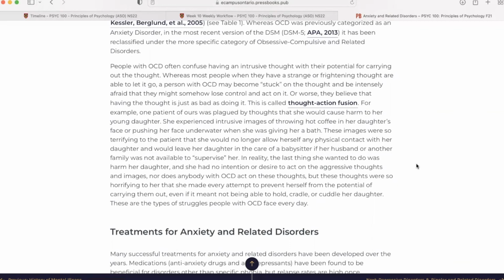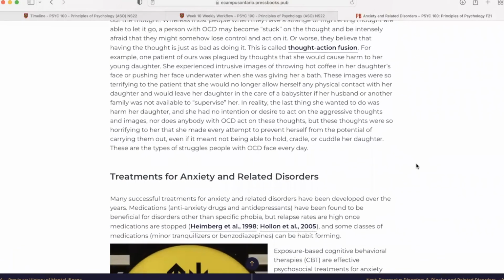For example, one patient of ours was plagued by thoughts that she would cause harm to her young daughter. She experienced intrusive images of throwing hot coffee in her daughter's face or pushing her face under water when she was giving her a bath. These images were so terrifying to the patient that she would no longer allow herself any physical contact with her daughter and would leave her daughter in the care of a babysitter if her husband or another family member was not available to supervise her.